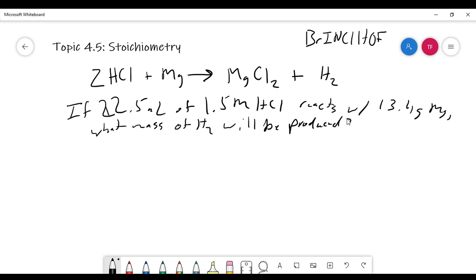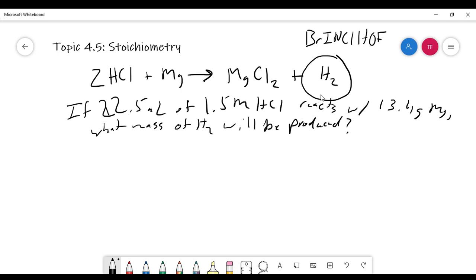So we've got a couple of things to think about before we start solving this problem. One is that we're given the amount of each reactant. We're given the amount of HCl we have, 22.5 milliliters of 1.5 molar, and we're also given the mass of the other reactant, magnesium. So the question is, do we have an excess of hydrochloric acid, or do we have an excess of magnesium? This is a limiting reactant problem because we have the amounts of both reactants in the problem. What we're solving for, though, is how much H2 could be produced.